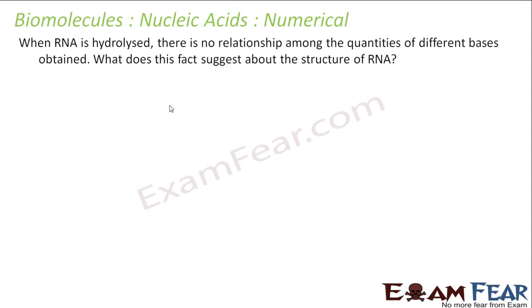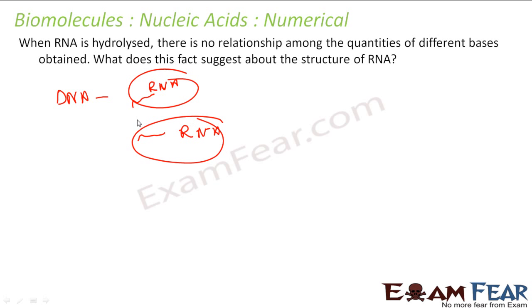The next is, when RNA is hydrolyzed, there is no relationship among the quantities of different bases obtained. What does this fact suggest about the structure of RNA? RNA does not have one single structure. DNA produces small packets of RNA, and these RNAs are all different. In one RNA they get output 1, in another output 2. That means all the RNAs are different. They have different sequences. DNA is the same for a given person.